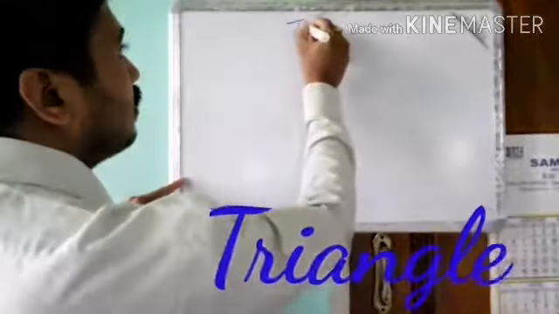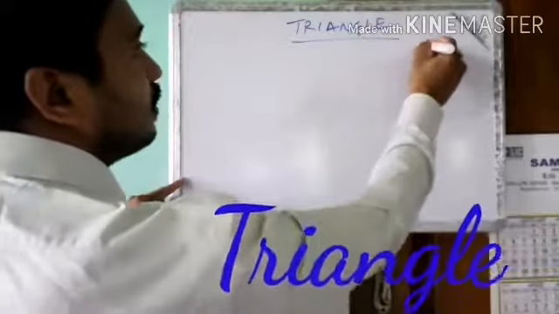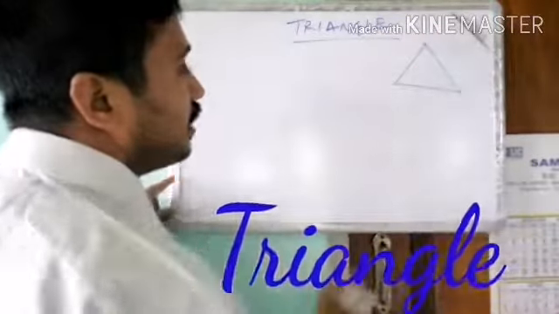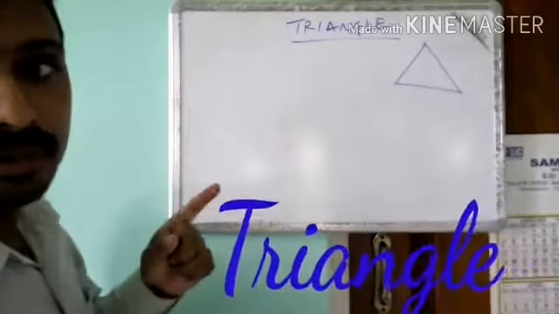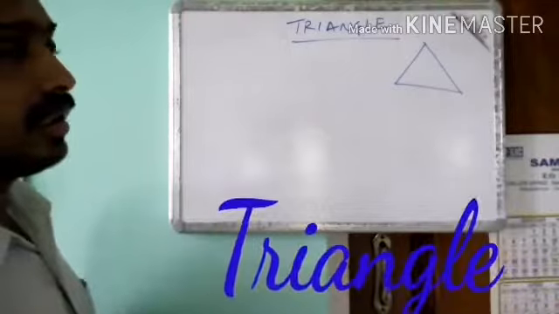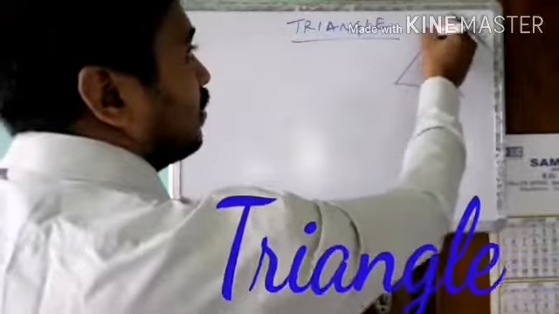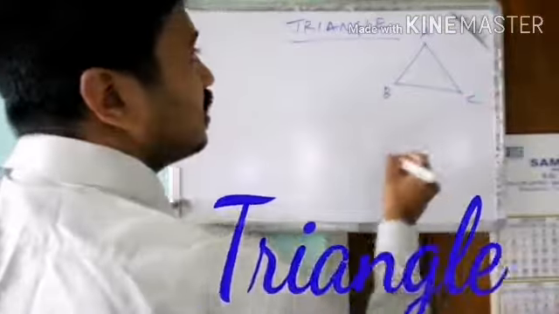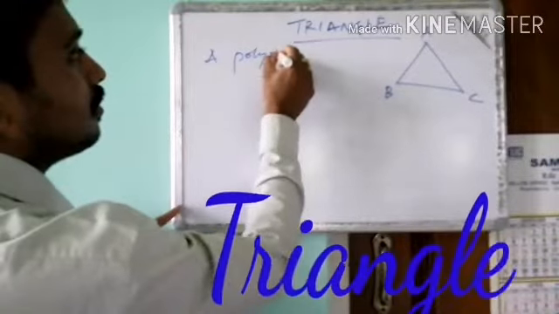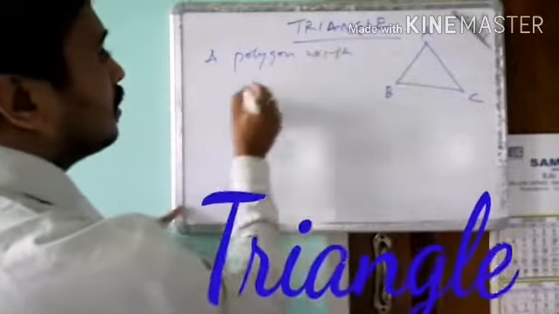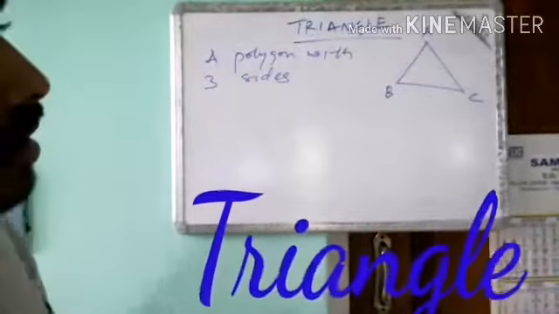So, a triangle is a polygon with the very least number of sides, that is three sides only. It's the first polygon, with only three sides. Let me name it A, B, C. So a polygon with three sides. This is a triangle.